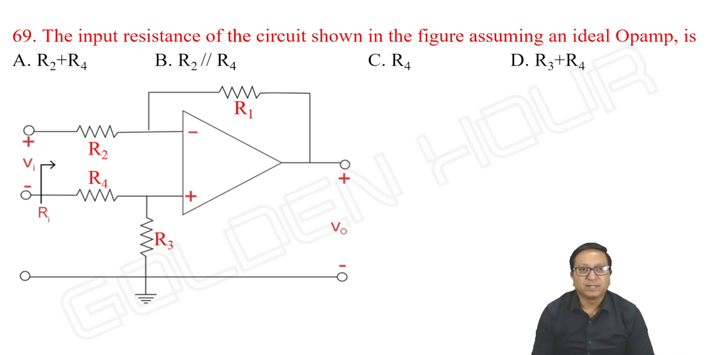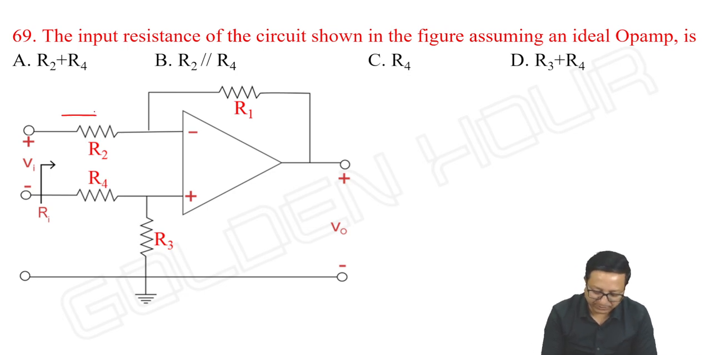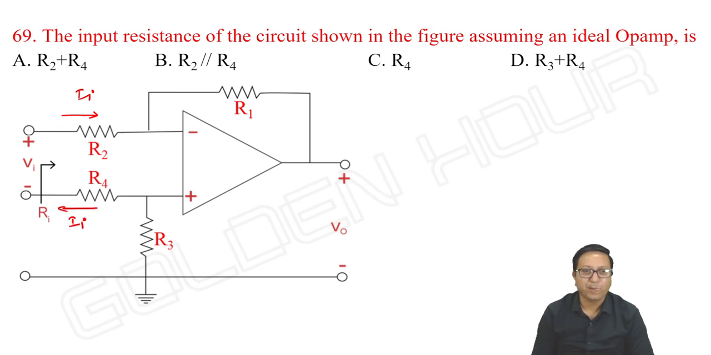Again, see this. The input resistance of the circuit shown in the figure, assuming ideal op-amp, is. So let me take this current as Ii. Whatever the current that is leaving the source, the same current will be entering. This is again Ii. So V input by Ii is my answer. How to find this? You see, it is V plus and it is V minus. Here I am assuming a voltage Vx. What is Vx? Anyway, V minus is equal to V plus, so definitely Vx will be 0.